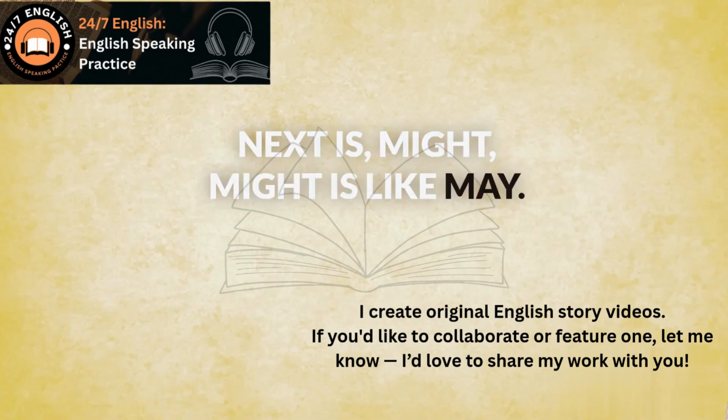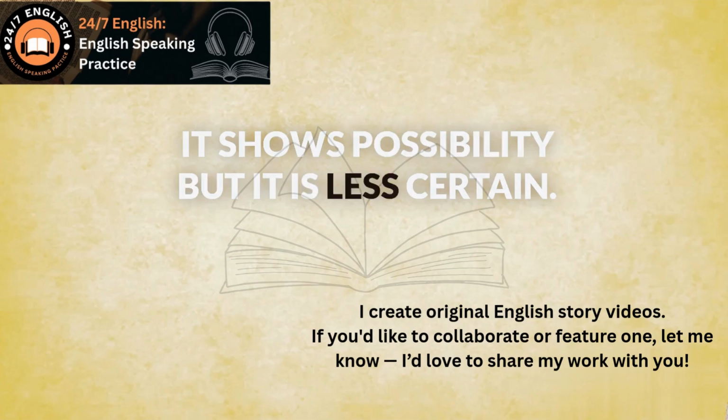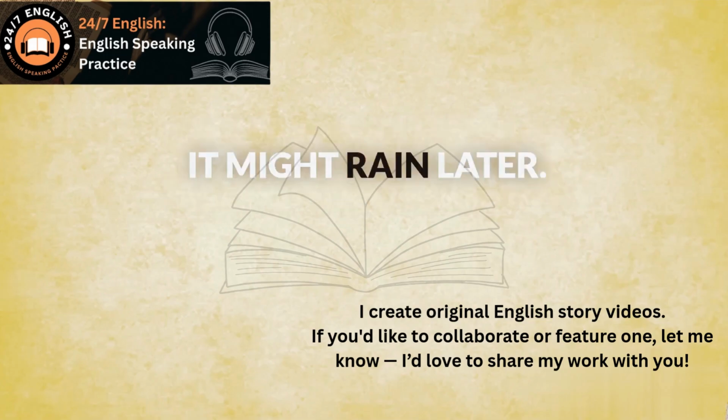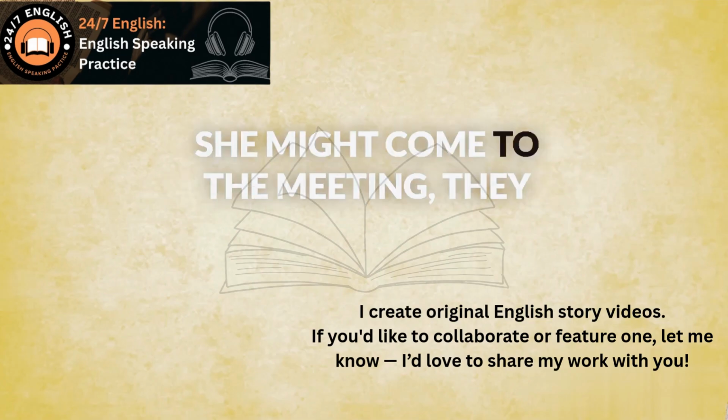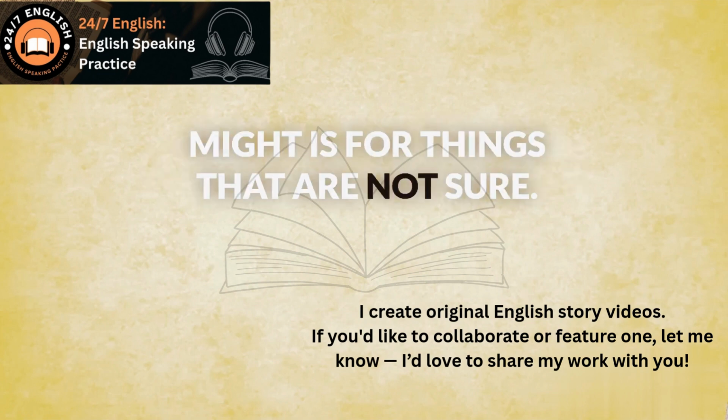Might is like may. It shows possibility, but it is less certain. It might rain later. She might come to the meeting. They might go to the beach. Might is for things that are not sure.